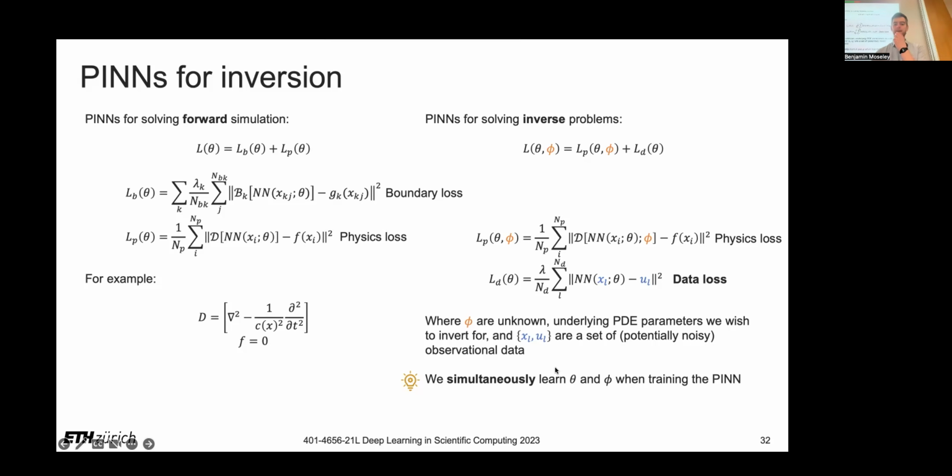So that's it. And the cool thing is we simultaneously learn theta and phi when we're training the PINN. And so this is really cool because when you train the PINN, it not only learns the solution, but it learns those underlying parameters. So what it's doing is this kind of joint forward simulation and inversion at the same time, which is really cool. It's a very different way to think about solving inverse problems.